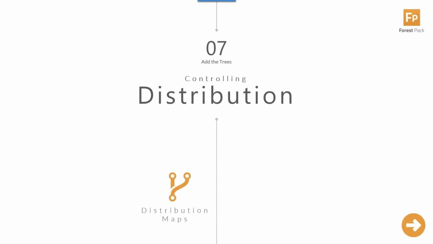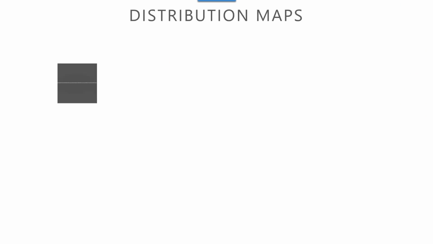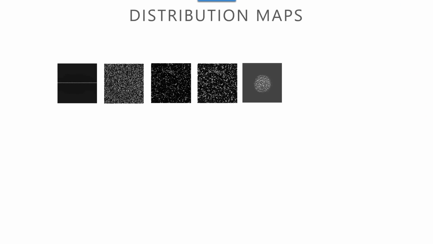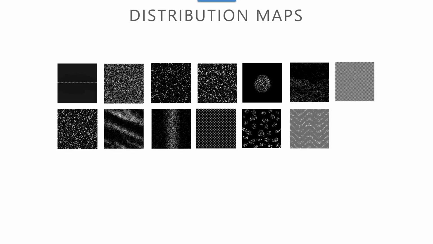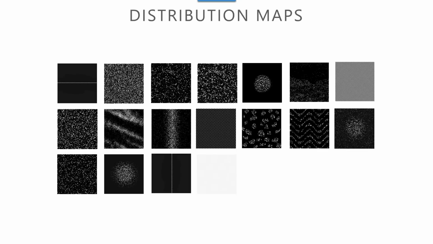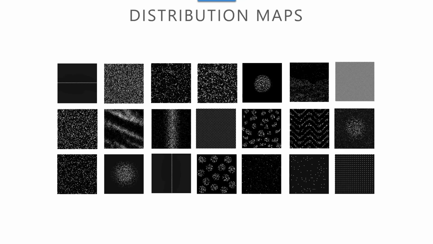So I think probably most people who've used Forest Pack before know that it works based on distribution maps. And distribution maps are these little black and white grayscale maps that are included in the distribution rollout. They work pretty simply. A white dot on one of these is a tree, and a black dot is a space. And the number of objects that can be scattered by an individual map is determined by the resolution of the map. So these maps, for example, are 100 by 100 pixels, which means they can scatter 10,000 trees before they repeat.